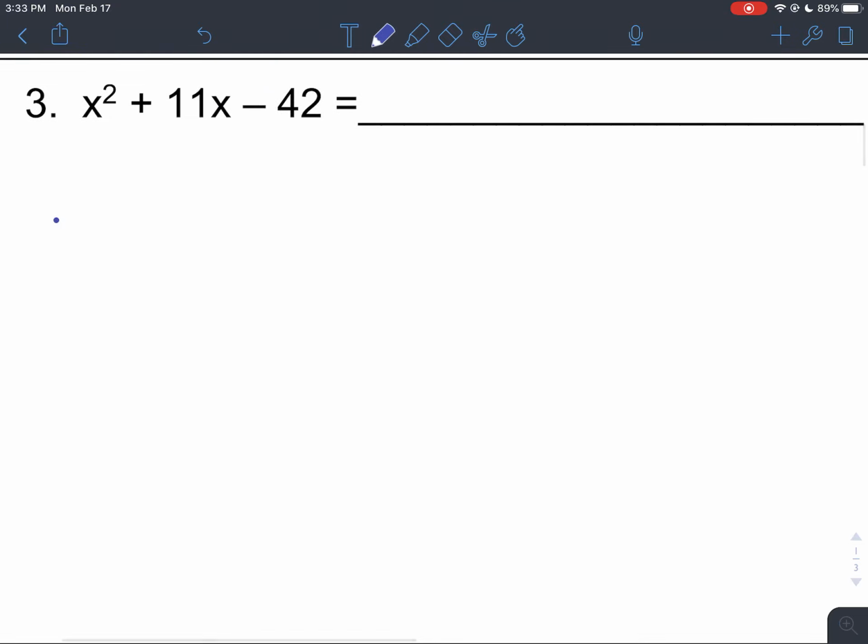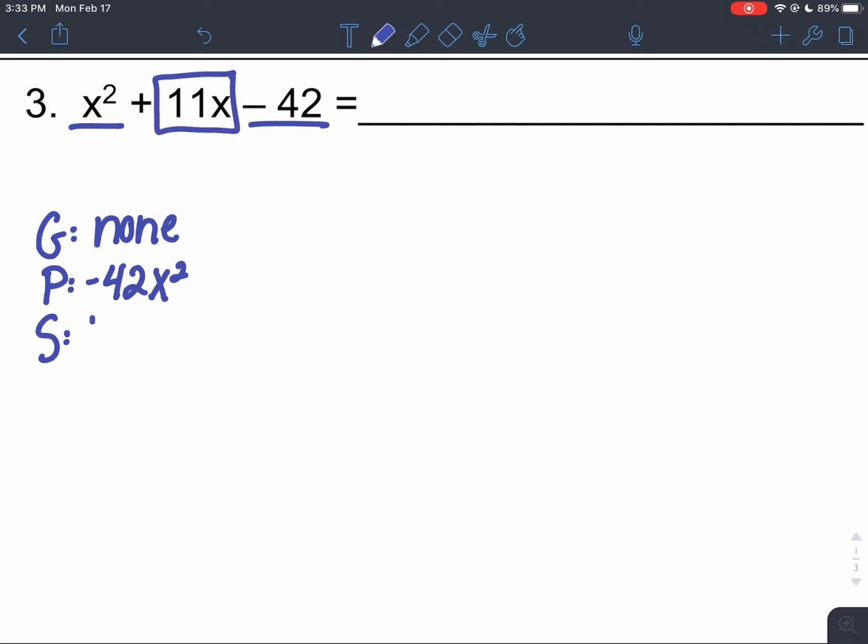Number 3, taking a look at our GPS again. Is there a greatest common factor I can pull out of each of these terms? No, there isn't, so we're going to write none. Our product is the first times the last, which is negative 42x squared. Our sum is 11x.